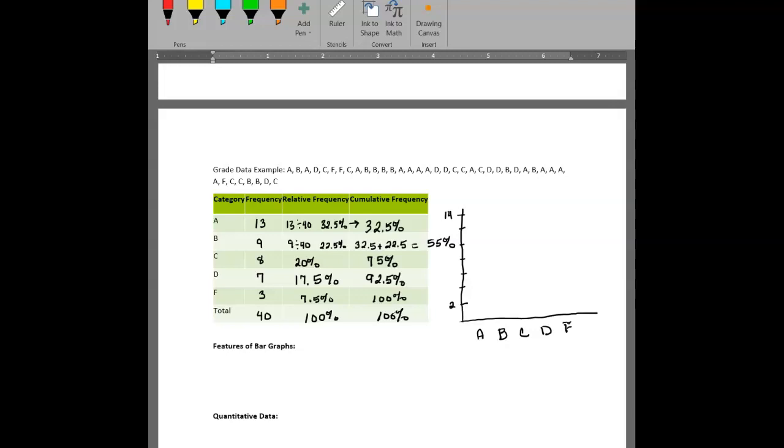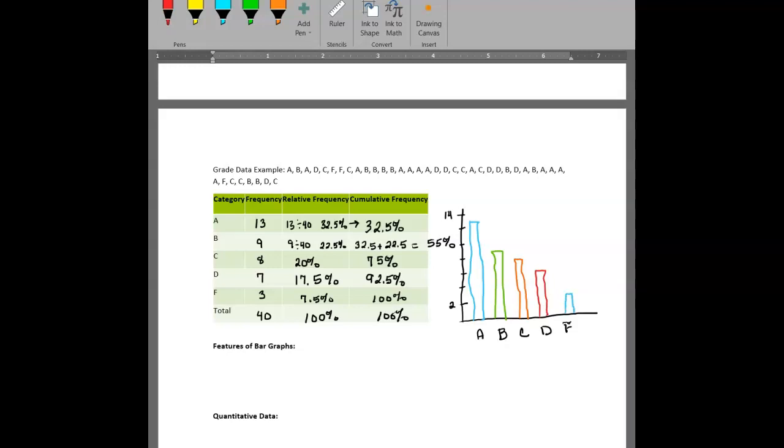So for our A's, we have 13 of them. And so I'm going to go all the way up to 13. And then for my B's, I have 9 of them. That's about right here. My C's, there's 8 of them. And let's see, D is 7. And then we had 3 F's.